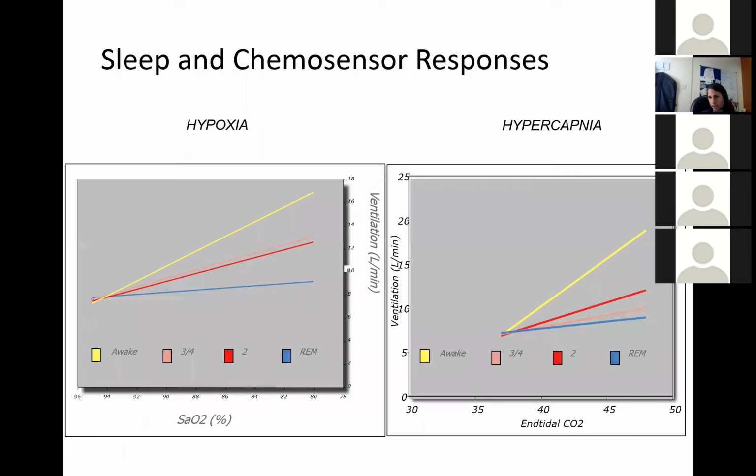So this is quite an interesting study. The yellow line is when you're awake. The pink line is stage 3, 4, non-REM. The red line is stage 2, and the blue line is REM. And on this bottom axis, you can see oxygen saturation. So as your saturations drop, your ventilation in liters per minute changes.